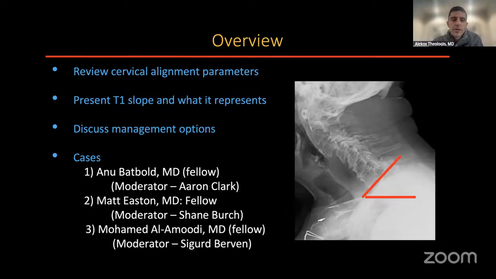And then we'll talk about the nuances of management options of the cervical spine in patients specifically with high T1 slopes. We'll then present three cases. The first will be presented by Anu Botbold, although she may be in the OR, so one of our neurosurgery fellows has kindly stepped in for her, Rahul, moderated by my partner, Aaron Clark, and good friend. Then two of our fellows, Matt Easton and Mo, will present cases moderated by Shane Birch and Sig Berven, respectively.